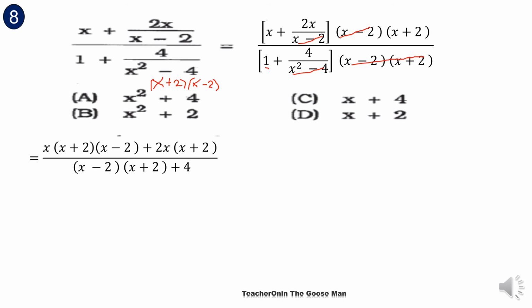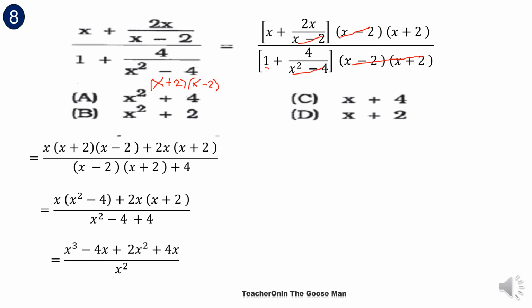Then next, if I distribute x plus 2 times x minus 2 times x, it will come up with a difference of two squares, x squared minus 4 times x, plus I have now here 2x times x plus 2. Then again, I'll distribute x squared minus 4 and so on. So I have here x cubed minus 4x plus 2x squared plus 4x all over x squared minus 4x plus 4x. But take note that I can remove here negative 4x and positive 4x. So it will result to x cubed plus 2x squared all over x squared.